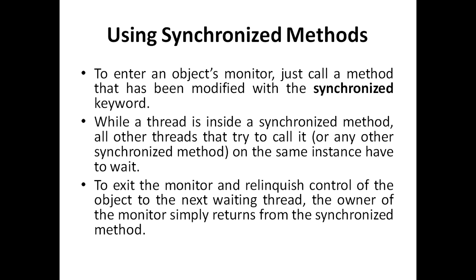To enter an object's monitor, just call a method that has been modified with the synchronized keyword. While a thread is inside a synchronized method, all other threads that try to call it or any other synchronized method on the same instance have to wait. To exit the monitor and relinquish control of the object to the next waiting thread, the owner of the monitor simply returns from the synchronized method.